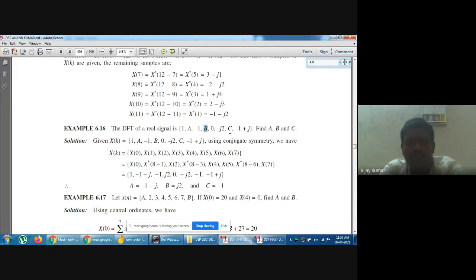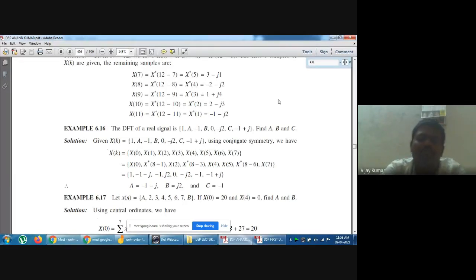Next, we need to find the c value. x of k equal to 6 is equal to x star of minus 6, that is x star of 8 minus 6, that is x star of 2. Here, the value of x of 2 is real, minus 1. So its value will also be minus 1. So with the help of this conjugate symmetry property, if some values of the DFT are known to you, you can calculate the rest of the values.